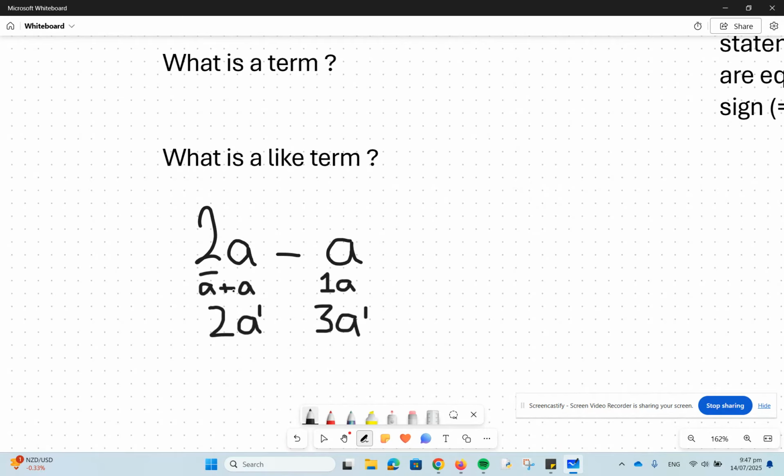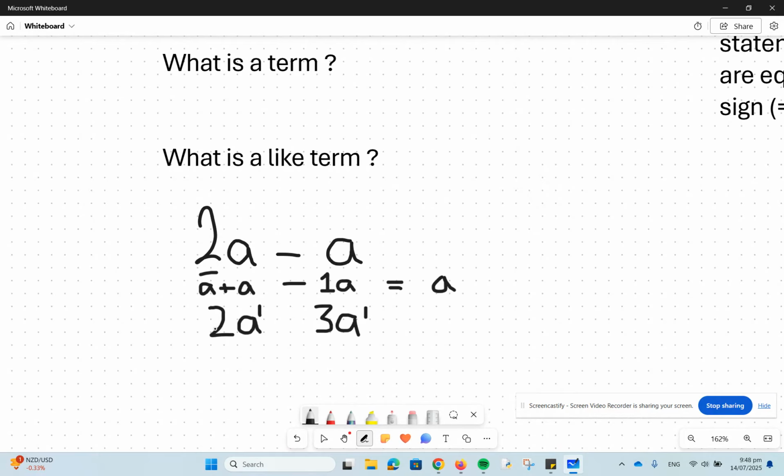We've got A plus A, which is the same as 2A, and then I'm minusing an A. What am I going to be left with? If I've got 2 A's and I take away 1A, there's going to be just 1A left over. Yeah, 1A left, because there's 2 here and I take away 1, so there's only 1 left.